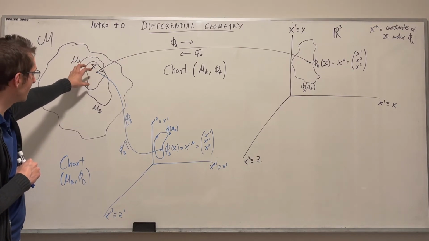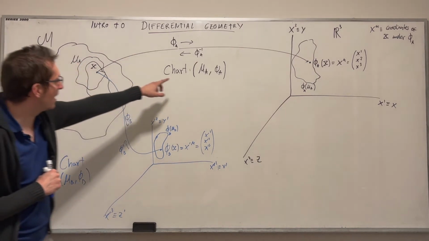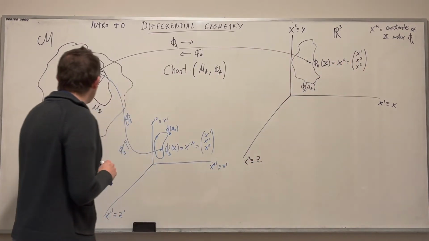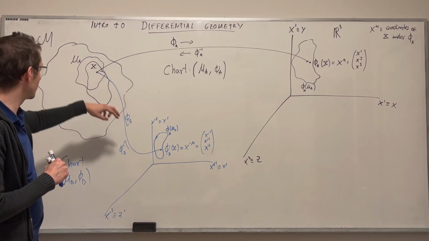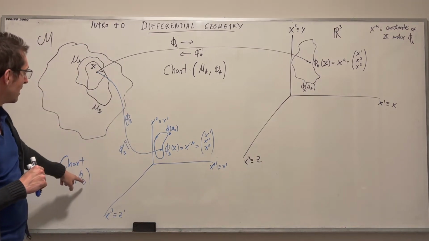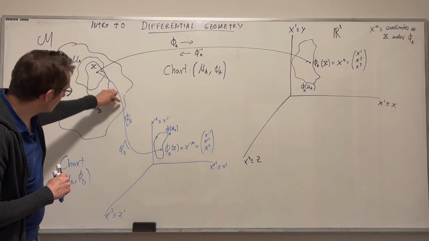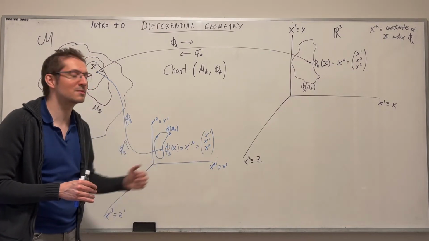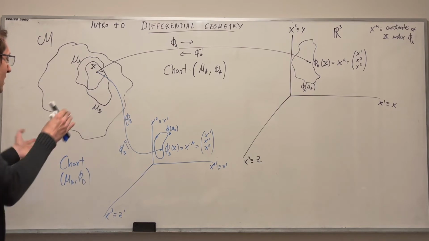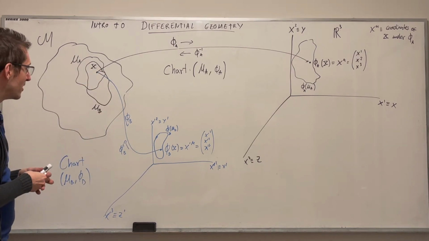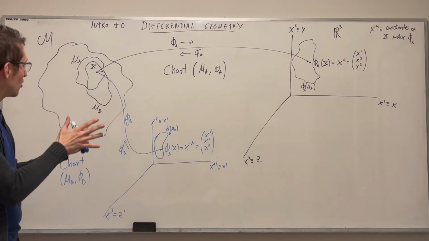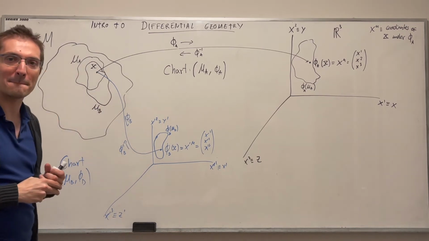By mapping it to Rn through the chart UA, phi A, I get the coordinates x1, x2, x3, and mapping it to R3 through the chart UB, phi B, I actually get a different set of coordinates x prime 1, x prime 2, x prime 3. So you see, there are many different ways in which we can associate coordinates, we can construct local coordinates in open sets of M.